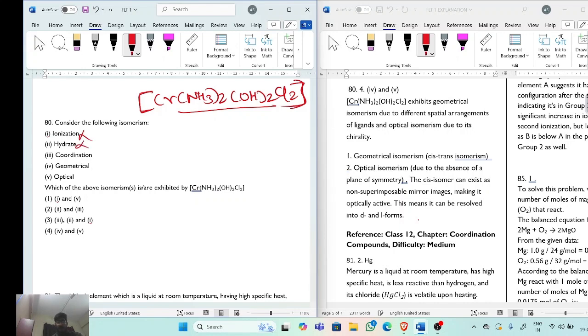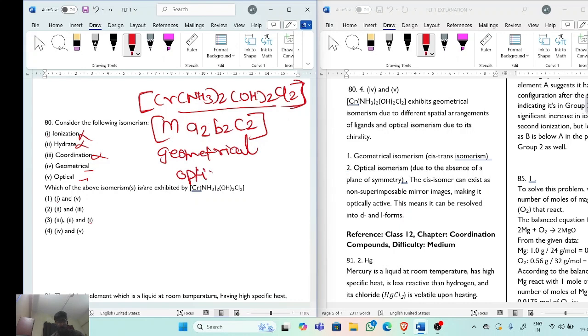Hydrate isomerism is not possible because H2O is not present as a ligand. Coordination is also not possible. Now we have to comment on geometrical and optical. So we can write chromium as M, then A2, B2 and C2. We know that a compound in the form of Ma2b2c2 can show both geometrical and optical isomerism. So the correct answer will be option number 4.